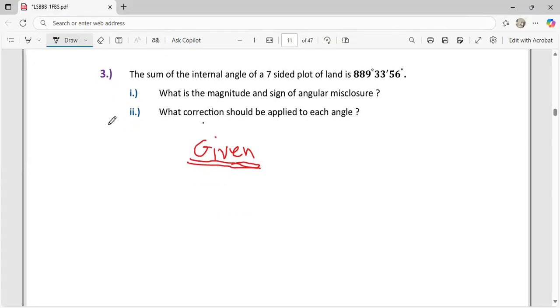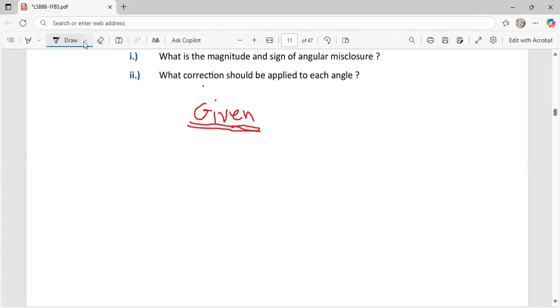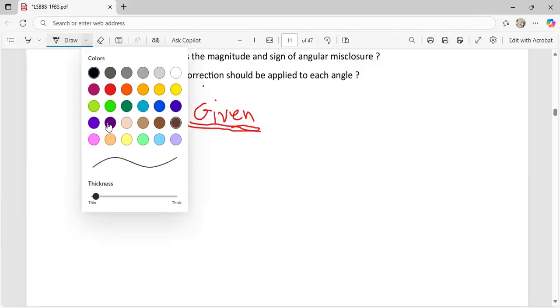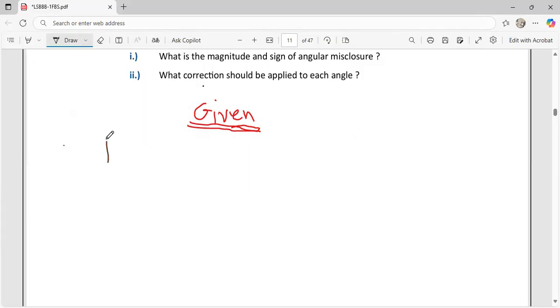Okay, so first of all, our number of sides is 7. That is a given. In the given, let's report some of the data. Number of sides is equal to 7. What else did he give?